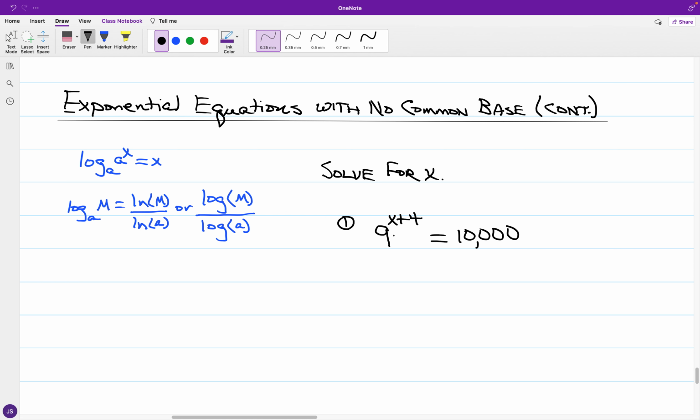If you have the variable on one side of the equation, you could use the first logarithmic property. So you could convert, so that we can eliminate the exponential base, by taking base 9 logarithms on both sides.